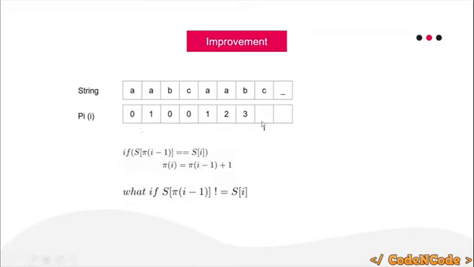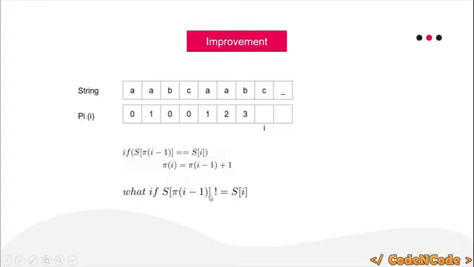To calculate pi of i, we have already proven in the previous lecture that pi of i can be at max pi of i minus 1 plus 1. This is the maximum it can be. And how are we going to check it? We'll be checking whether the ith character is equal to the pi of i minus 1th character or not. If this condition holds, then pi of i would be pi of i minus 1 plus 1.